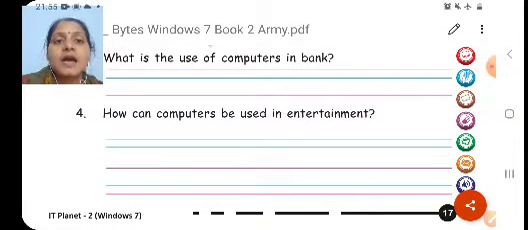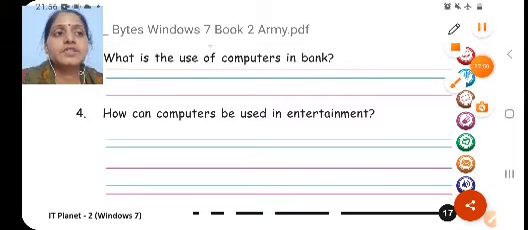So children, how can computers be used in entertainment? As we know children, computers are also used for our entertainment. Children, we can play games, we can draw and color, we can watch cartoons, we can watch movies, we can listen to the music. So children, these are the ways how we can entertain ourselves using the computer. So children, this is question number 4.